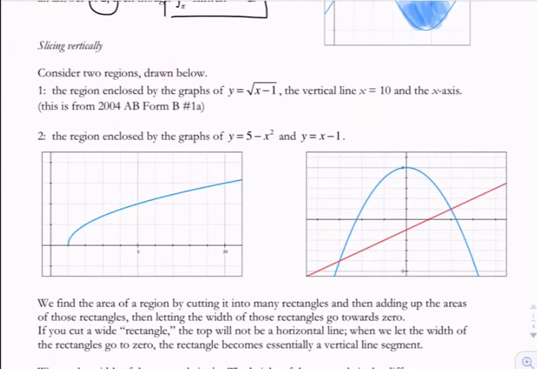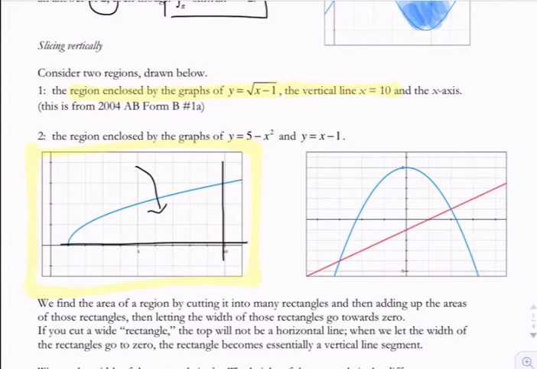Here are two regions to think about. This first one, we're going to look at this graph here, and we're going to talk about the region enclosed by the graph of y equals square root of x minus 1, the vertical line x equals 10, that's here, and the x-axis, that's here. So we're talking about this region here.